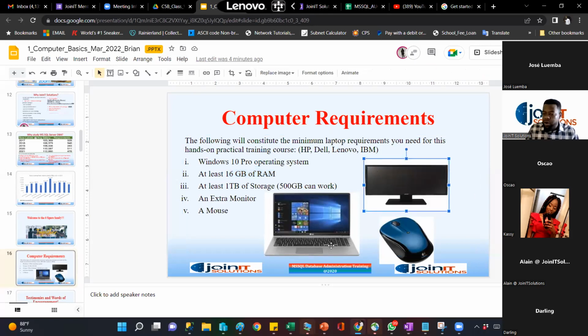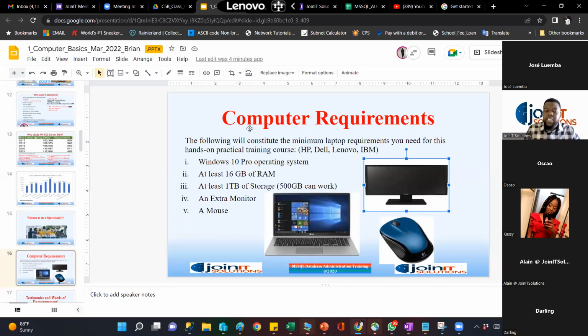Look at this picture very well. If you have your phone, take a picture. This is how your environment should look. This is a laptop. This is just a monitor, not another computer. You need to be able to link this together with a cable. And of course, you need your mouse. So this is all.